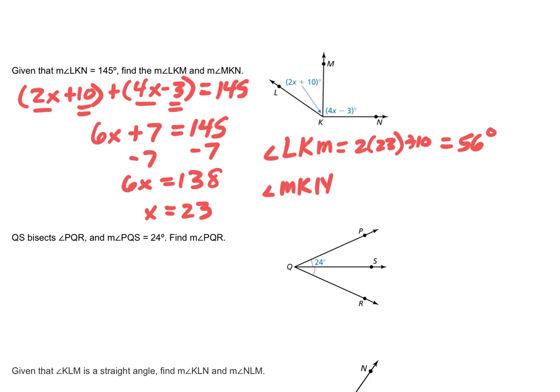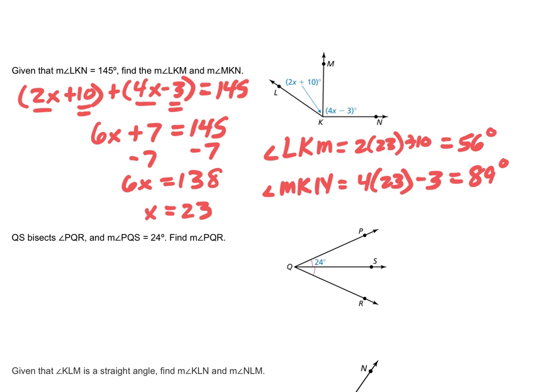Okay. The other one it asks us to find is MKN. And that would be 4 times 23 minus 3. So those are just plugging it into your calculator and evaluating it. Okay, what's that give me? 89.